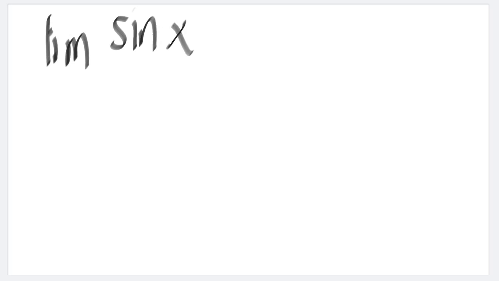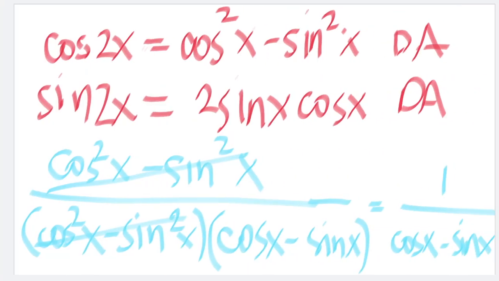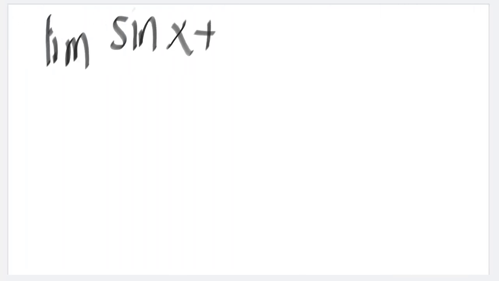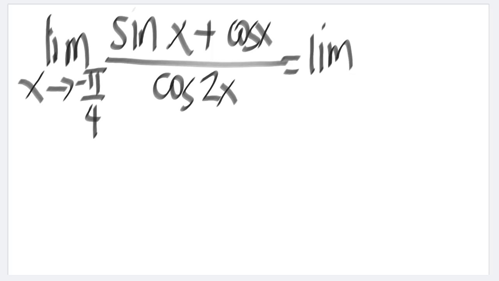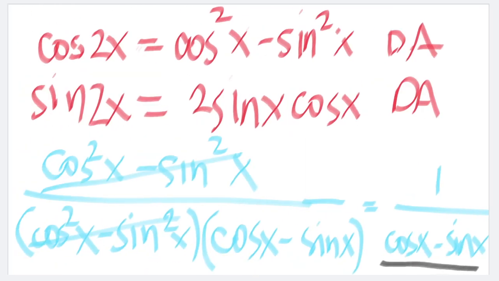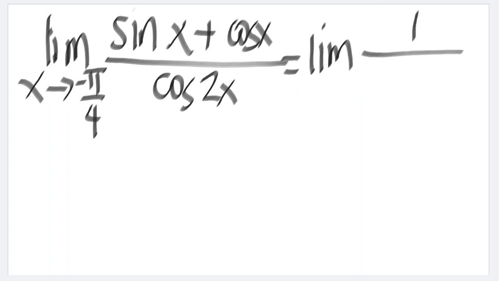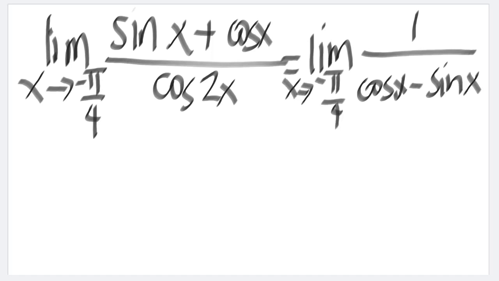the limit of sine x plus cosine x over what? Cosine 2x as x approaches negative pi over 4 is just equal to what? Limit of this one, the transformed function, 1 over cosine x minus sine x as x approaches negative pi over 4.